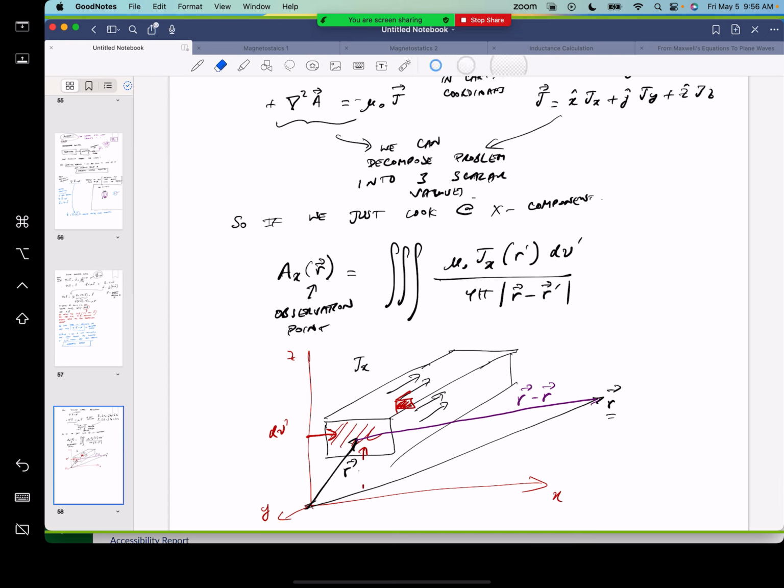So when I say the absolute value of R minus R prime, this is the distance from the current flow to where we are trying to calculate A. And we can just call that R for shorthand, the absolute value of that, which is equal to R minus R prime. Okay.